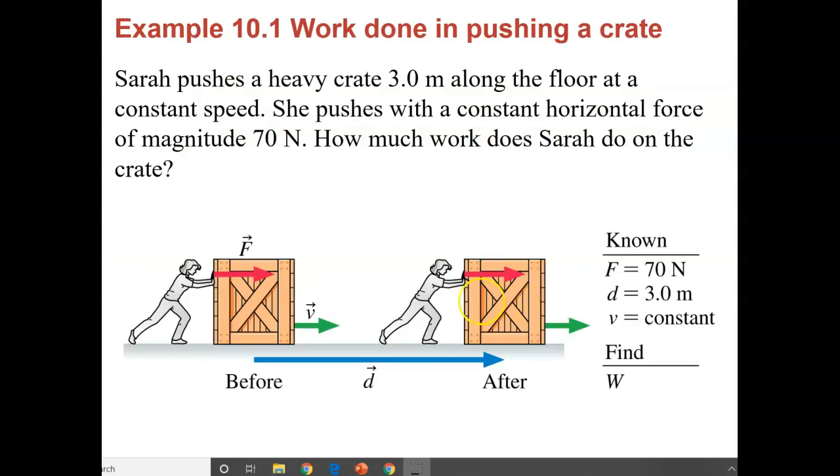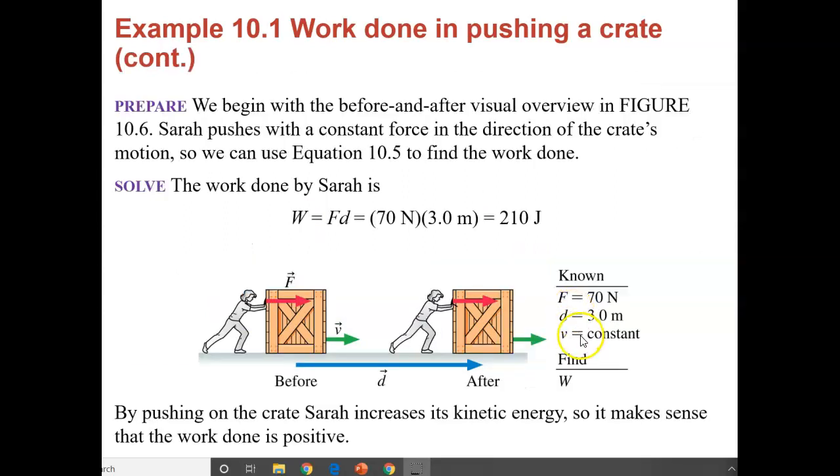All right, so we have this person pushing a heavy crate 3 meters across the floor at a constant speed. She has to apply a constant horizontal force. How much work does she do on the system? She applies a 70 newton force over a 3 meter distance. We're going to find the work done. The work done is force times distance: 70 newtons times 3 meters is 210 joules.